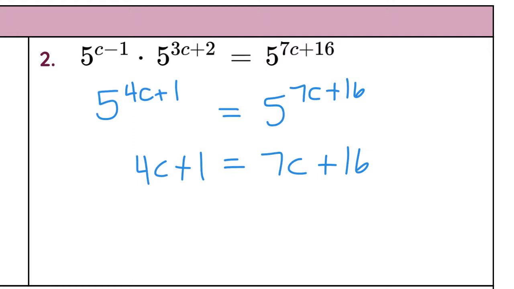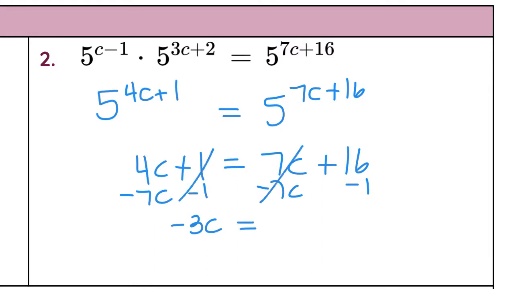Okay, so let's get our c's to the same side, so minus 7c from both sides. But while we're at it, let's get the constants to the right. So I'm going to minus 1 from both sides. So here on the left, I'm left with negative 3c, while this cancels out, is equal to, this cancels out, and then I have 15. Divide by negative 3, and we get that c is equal to negative 5.